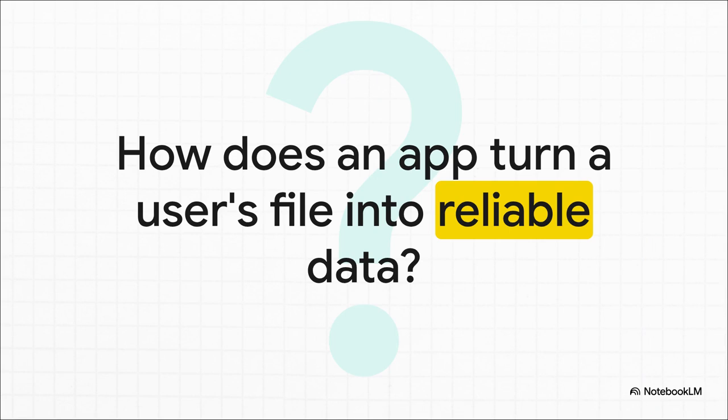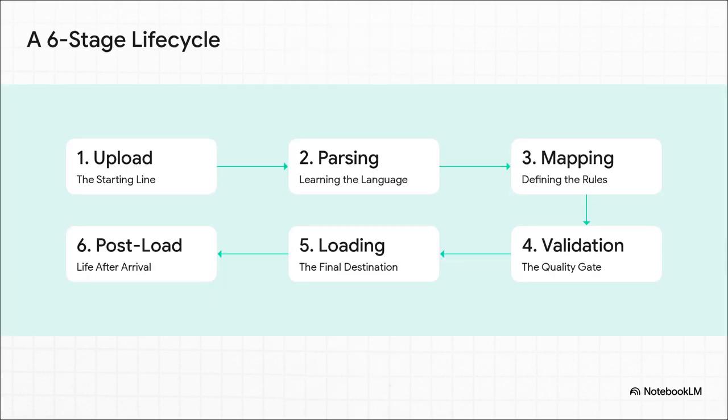How do you take something as unpredictable as a user's spreadsheet and make sure it plays by your rules without blowing up your system? That's the challenge we're going to tackle, and the solution is all about having a really well-defined process. So, here's our roadmap for this whole journey. We're going to see how our data goes through 6 distinct stages. It starts at the upload, then it goes through parsing, mapping, and this super important validation gate. Finally, it gets to the loading phase, and we'll even look at what happens post-load.